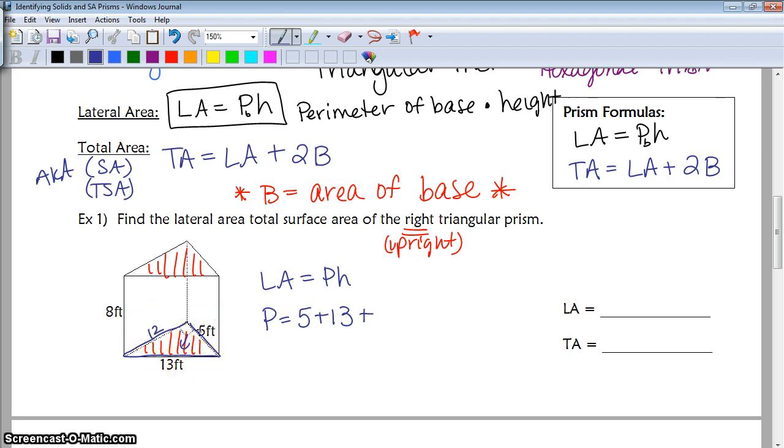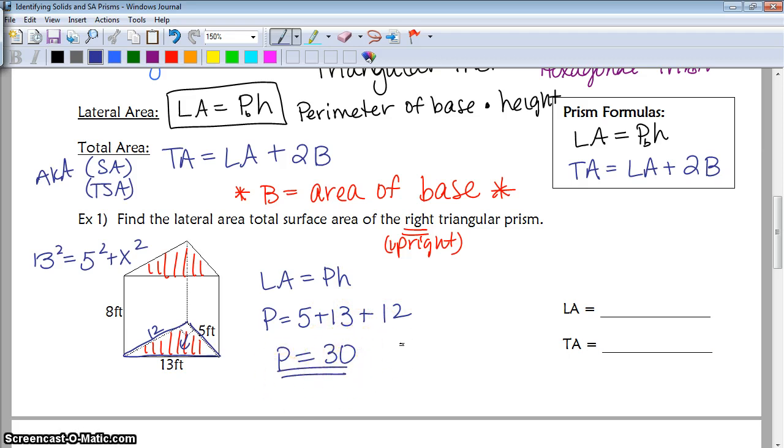I'm not going to spend time in this video going through the Pythagorean theorem, but I can go ahead and set it up for you. 13 squared equals 5 squared plus x squared. If you need help with that, you just let us know and we'll help you in class. So I have 5 plus 13 plus 12. So my perimeter is 30.